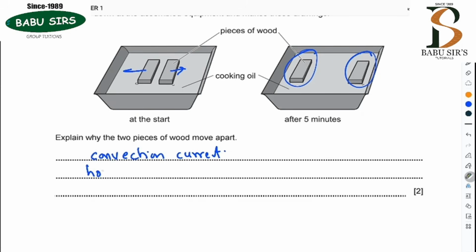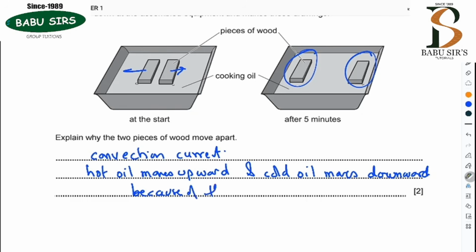So the hot oil moves upward and cold oil moves downward. And because of this movement, the wood pieces are dragged apart.